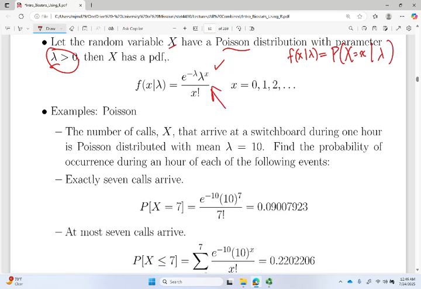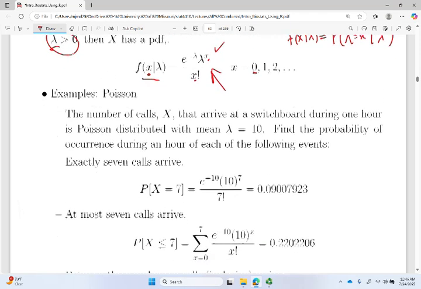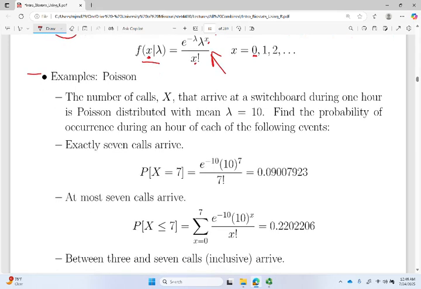That's the density. So if we want to find the probability that we see 0 defects, you plug in 0 here, and 0 factorial is 1. And then this tells you the probability associated with it. So let's do some examples.